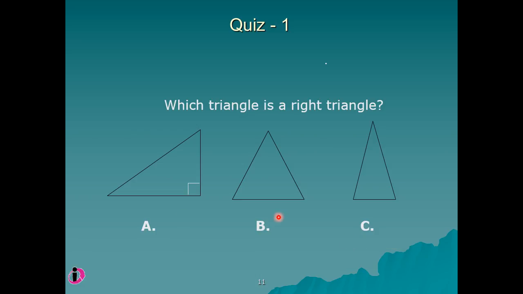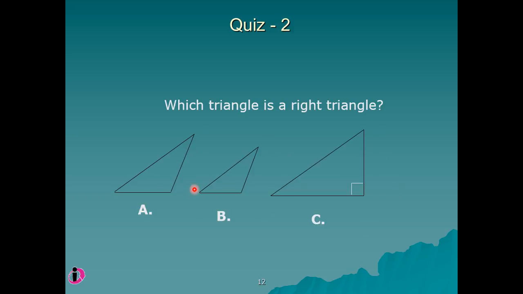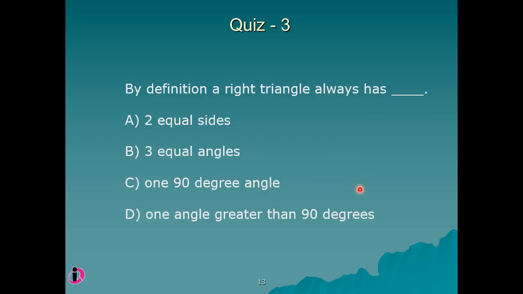A, right? This one, the left one, and this is the right angle, right? Okay. Which triangle, again here, is a right triangle? C. By the definition, a right triangle always has one 90-degree angle, right?